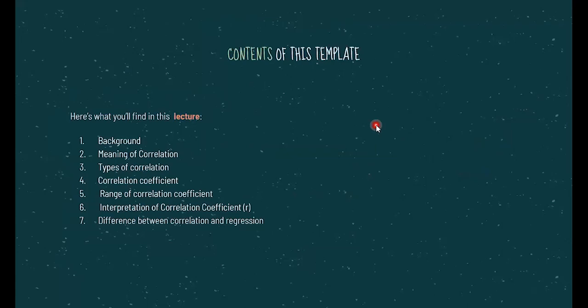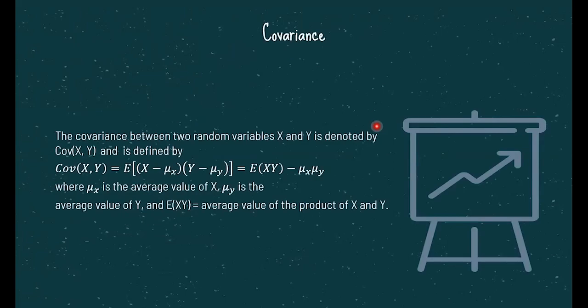Very few topics today. The background that we have studied, the meaning of correlation, types of correlation, what the correlation coefficient means, how we calculate the correlation coefficient, the range of the correlation coefficient, interpreting the correlation coefficient, and then their relationship and difference with regression analysis. First, the only thing that we need to know before going to correlation is the covariance.